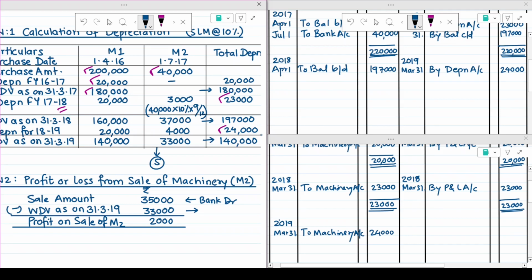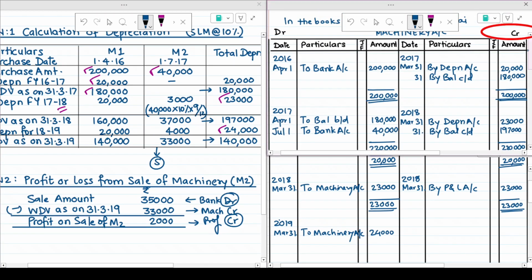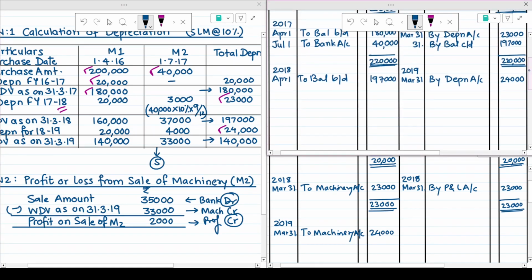With the rule of what goes out, we will credit the machinery account, and since this is profit, we credit the profits and gains, so we will credit this profit on sale of machinery account, right? To give the effect to this 33,000 here, we will have to split this amount into one debit and one credit. 35 minus 2 will give us 33,000.